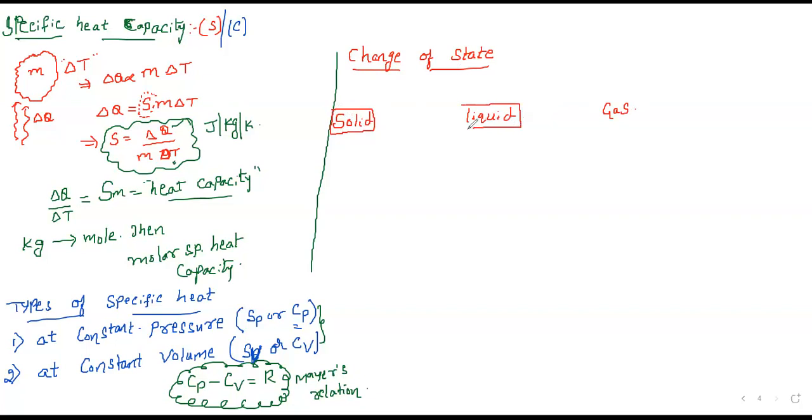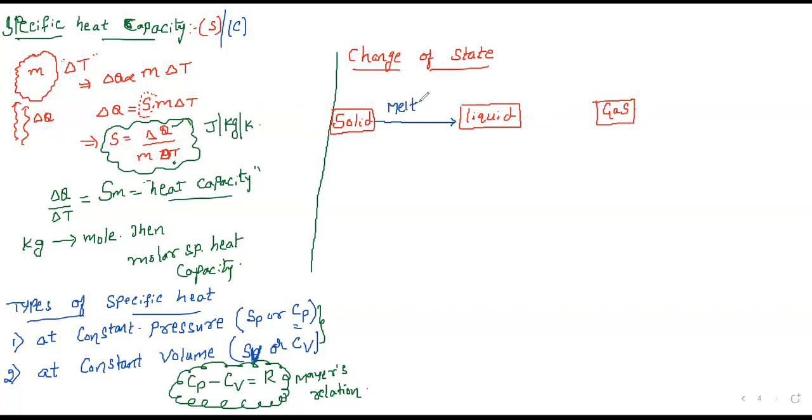This is in the liquid state. This is in the gaseous state. Now you can convert from one state to another state. If you convert the state from solid to liquid, what is that called? Melting.